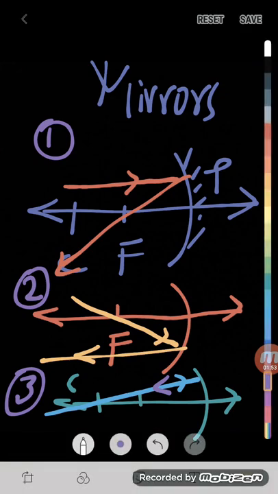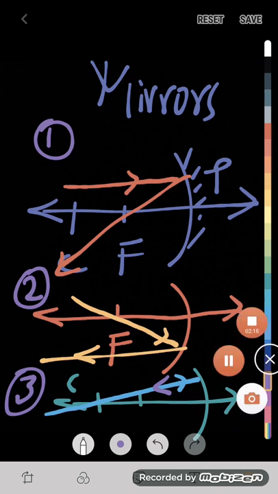Rule number two is again simple. If the ray of light is passing through the focus, the incident ray is passing through the focus, then after getting reflected, it comes parallel to the principal axis. And rule number three is again super easy. If a ray of light passes through the center of curvature, then it traces back the same path, right? Now let's draw our first ray diagram.